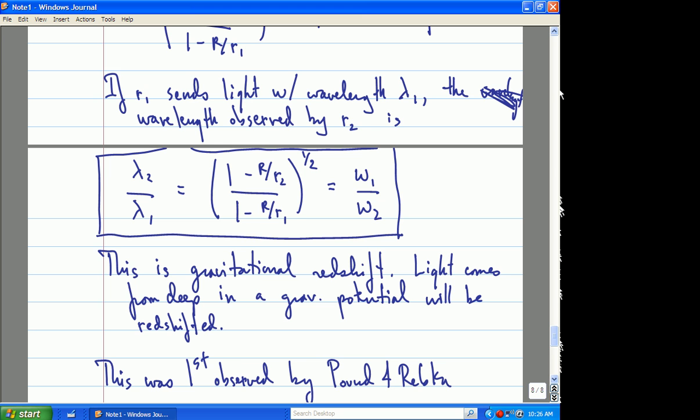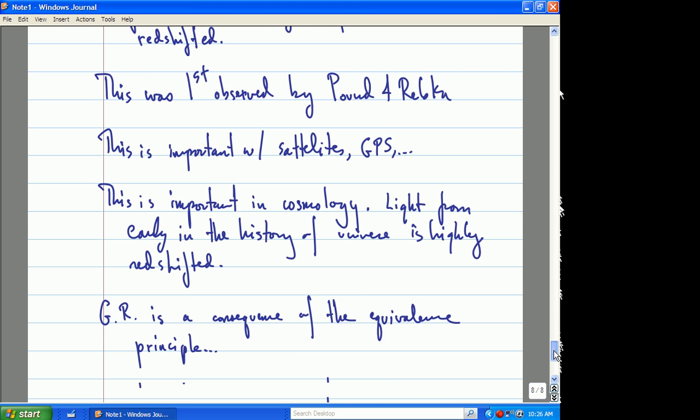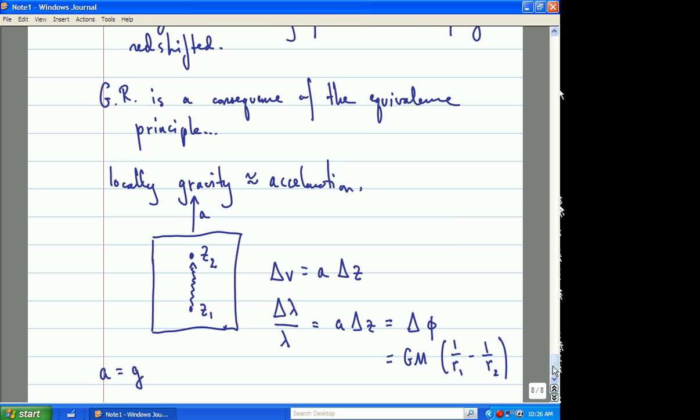That's a nice exercise, actually, that maybe you can do in your spare time as you lull yourselves to sleep tonight with dreams of gravitational redshift. Okay, are there any questions before we conclude for the day?